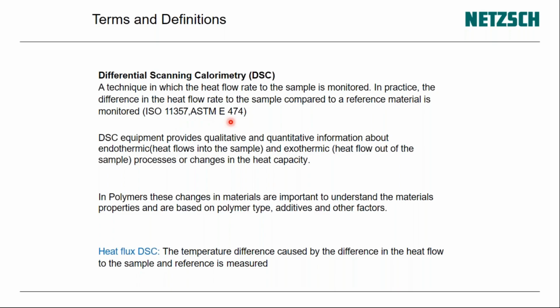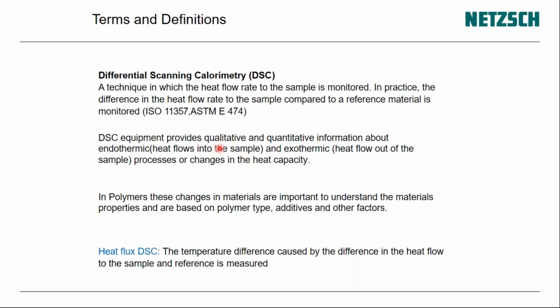This technique measures the difference in the heat flow between a sample and a reference material. Now I will show the schematic of DSC in the coming slide, but just for your understanding, it is nothing but a heat flow rate. You measure the heat flow rate in the sample. And how do you do it? You compare with a reference material, which is always an empty crucible.